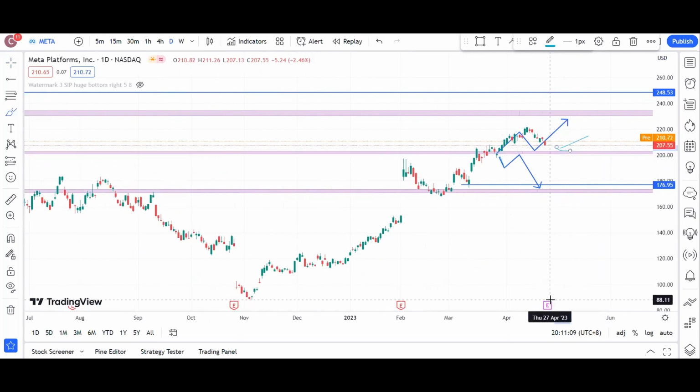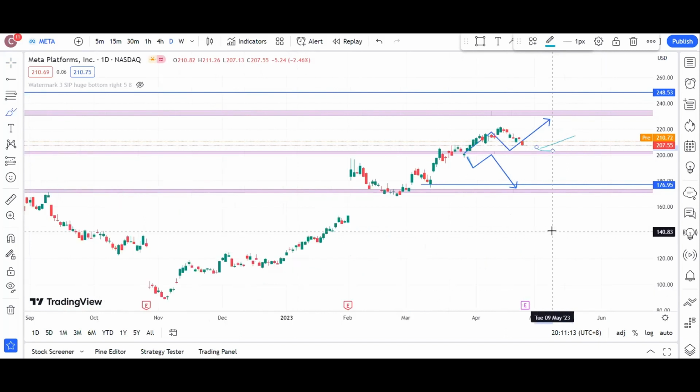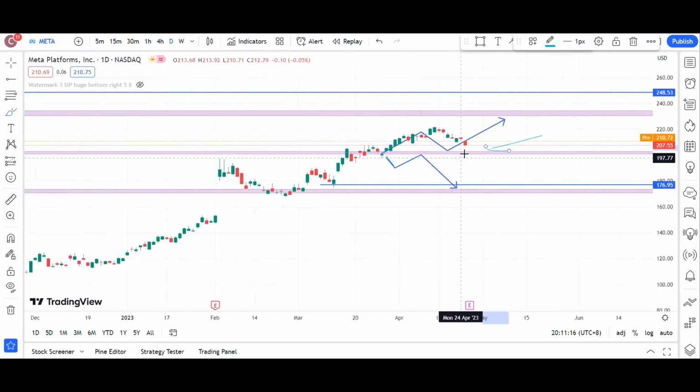We also have earnings coming up, which is 26. Today, yes, we have earnings today. So as long as this 200 level can hold with a bullish rejection, we should see price continue moving towards the 230, 240 level.